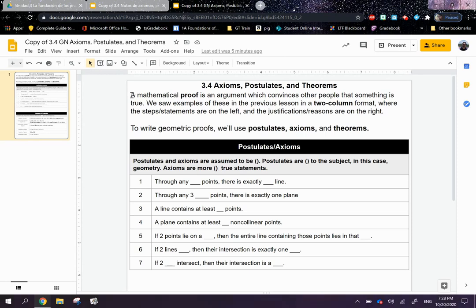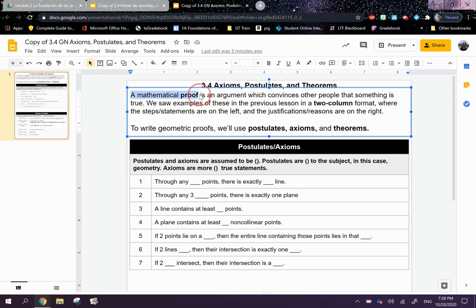So last time in lesson 3.3, we talked about what a mathematical proof is: an argument that convinces other people that something is true. We did the example with the Uno cards, and we saw that we did those proofs in a two-column format, where the step statements are on the left-hand side, and the justifications and reasons are on the right-hand side. Now, in order to write more complete geometric proofs, we're going to be using axioms, postulates, and theorems as our reasons, our justifications for these proofs.